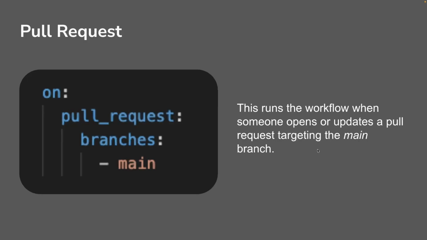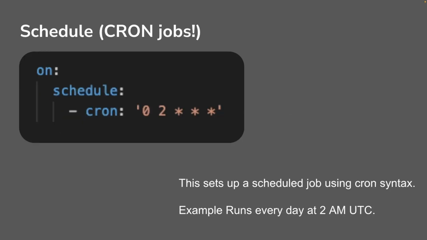Next is on pull request. This runs the workflow when someone opens or updates a pull request targeting the branches that we want. For example, in this one, when a pull request is opened or updated on the main branch, then this particular workflow will be triggered.